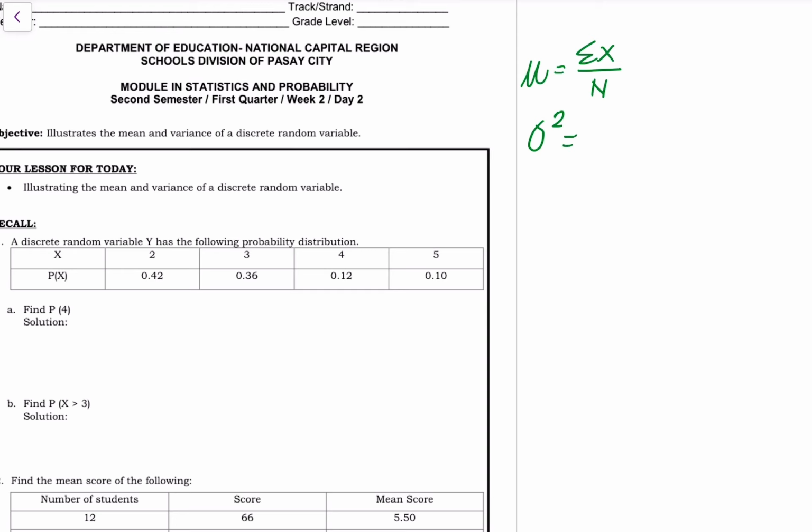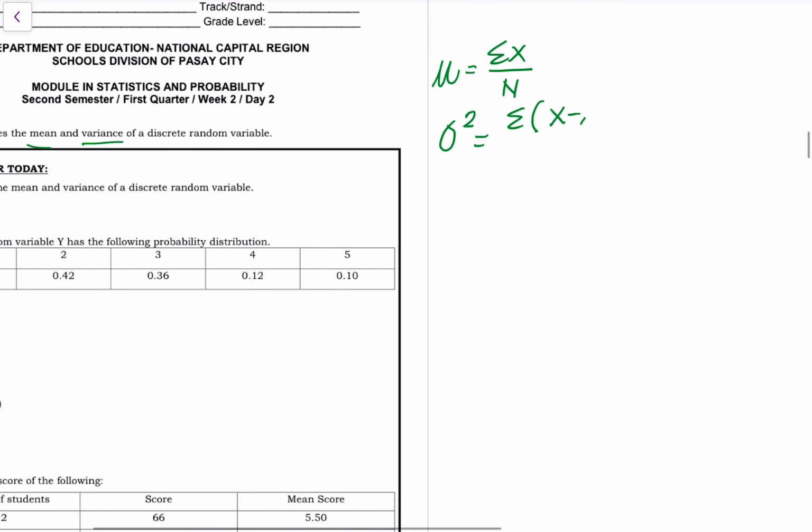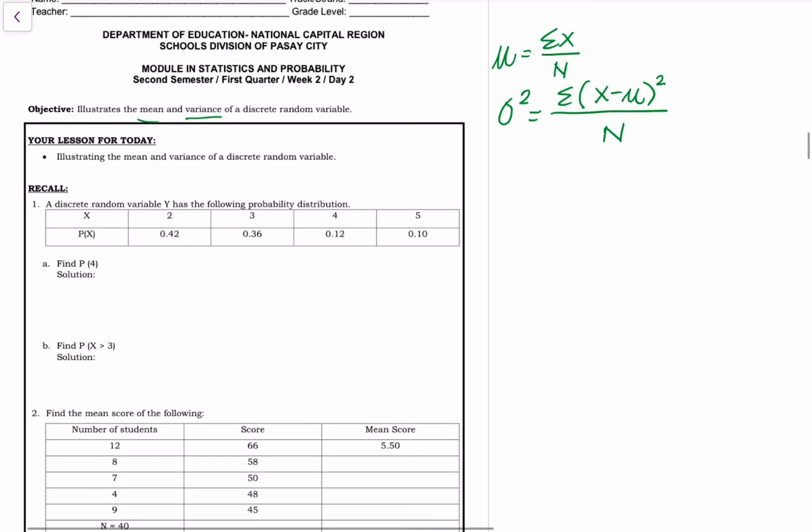Now, what I have here is the variance, since I have mentioned mean and variance. When we talk about standard deviation, that is the distance of the number from the mean. So, we have summation of x minus mu raised to the second power all over n. That is usually our formula. But this time, our objective is the mean and variance of a discrete random variable.